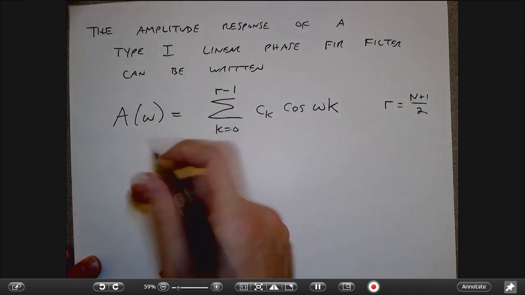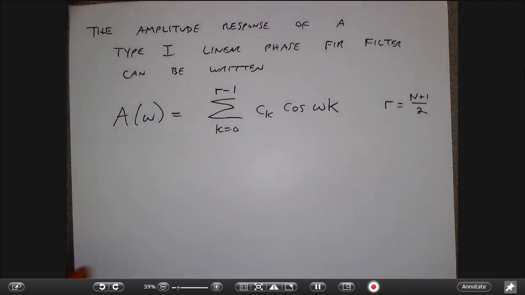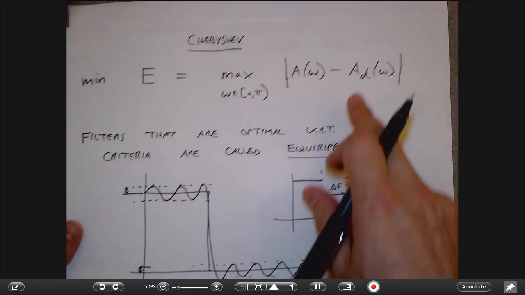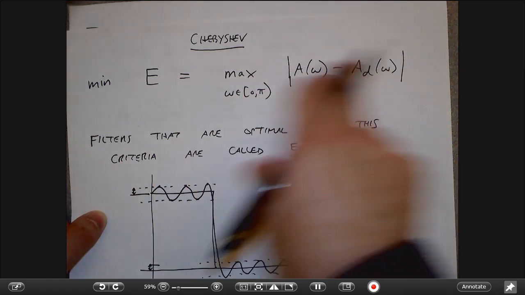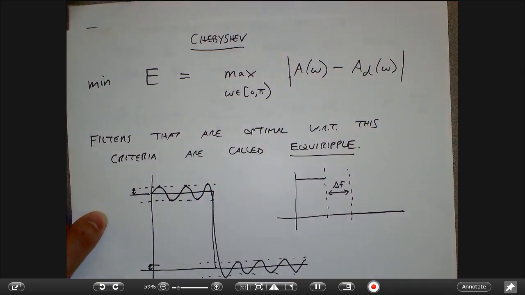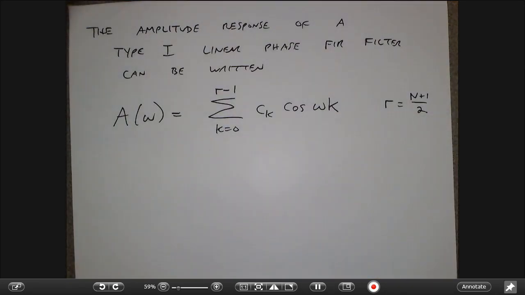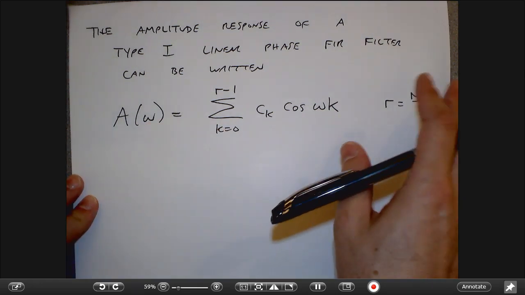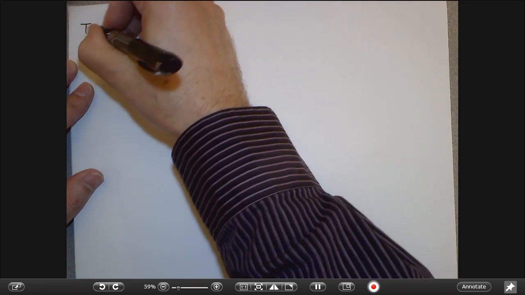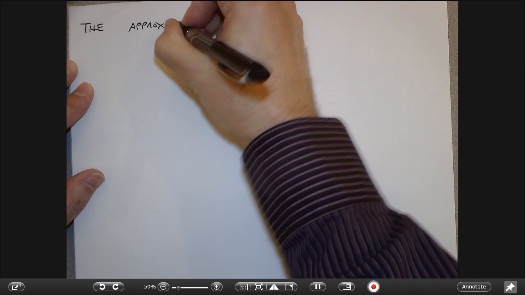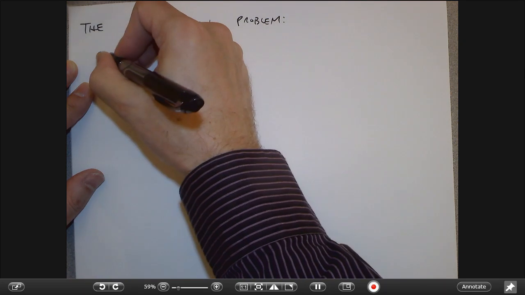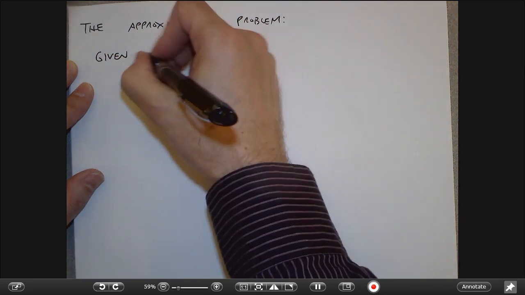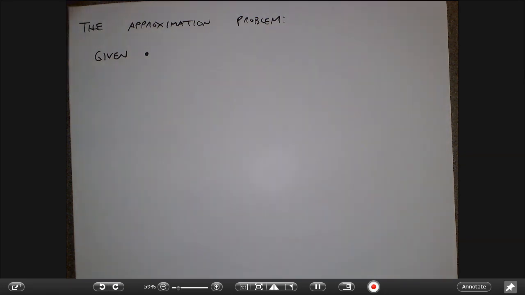And so now what I need to do is solve an approximation problem where I've got some desired frequency response and I want to minimize this deviation where this amplitude response has that form of a sum of cosines, okay? So I'm going to call that the approximation problem. So what I'm going to assume is, and this is actually a more general theorem than even what I need to design here.